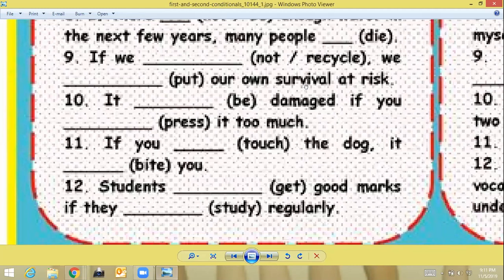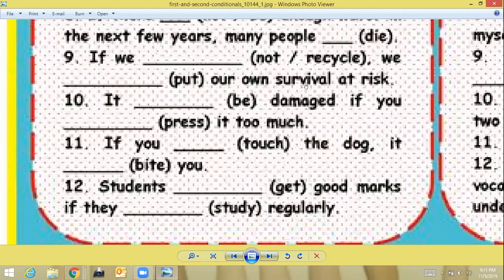Somebody, anybody? Me. Yes, please. It will be damaged if you press too much. Very good. It will be damaged if you press it too much. 11.